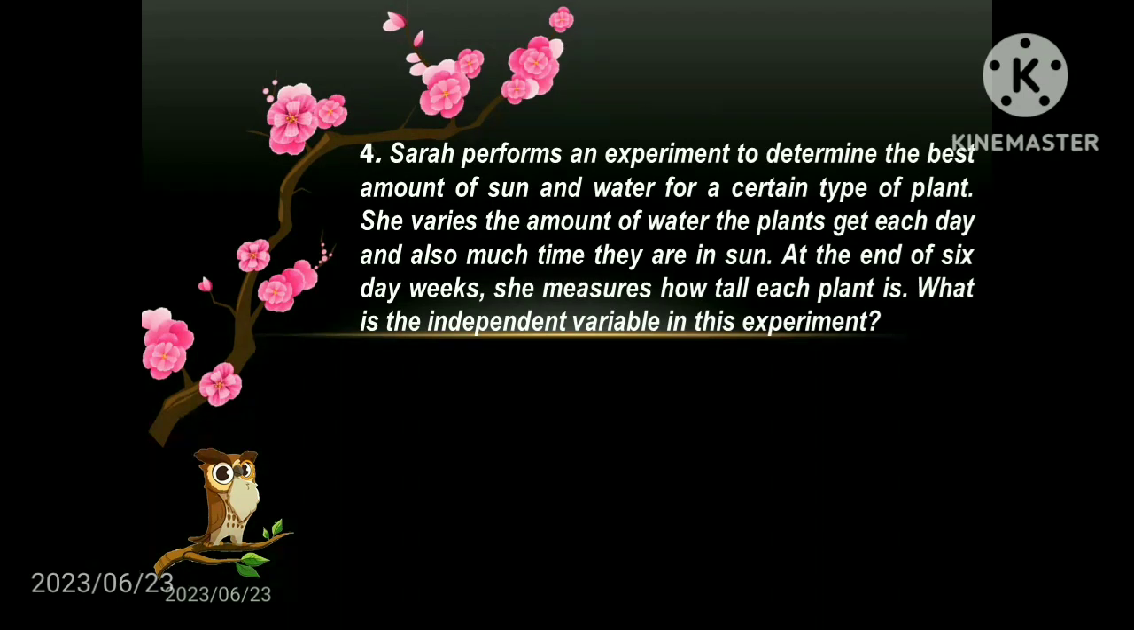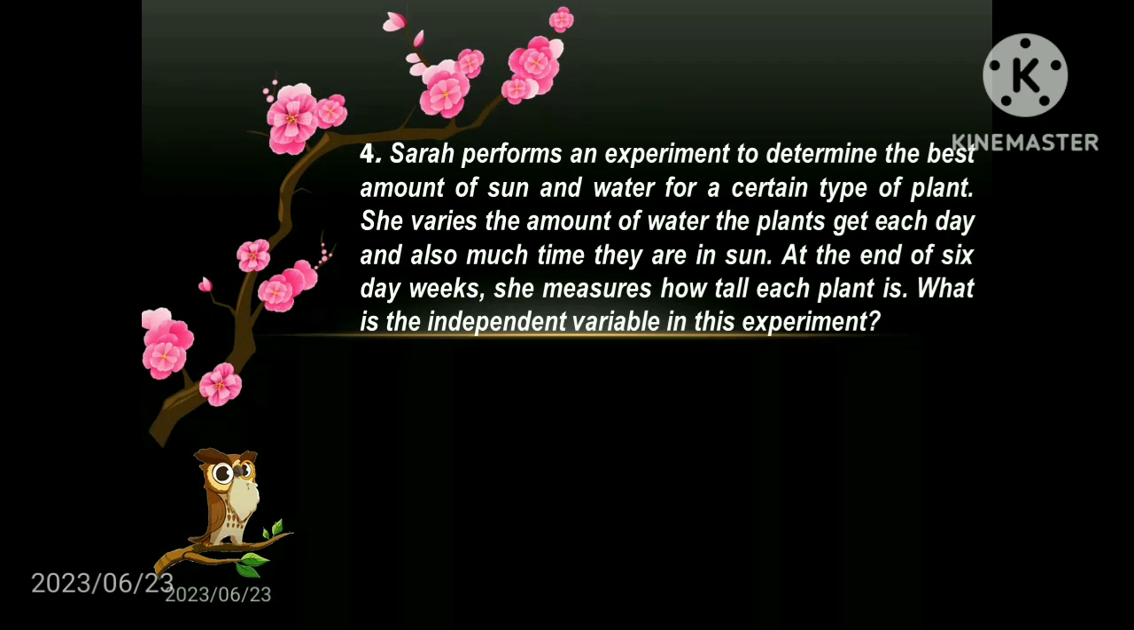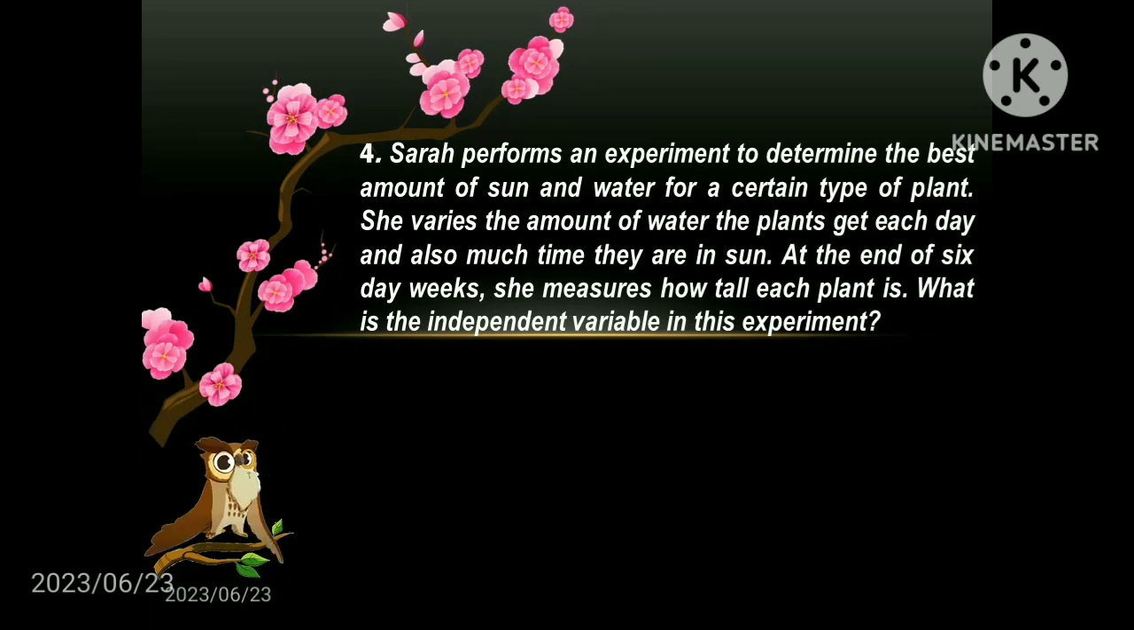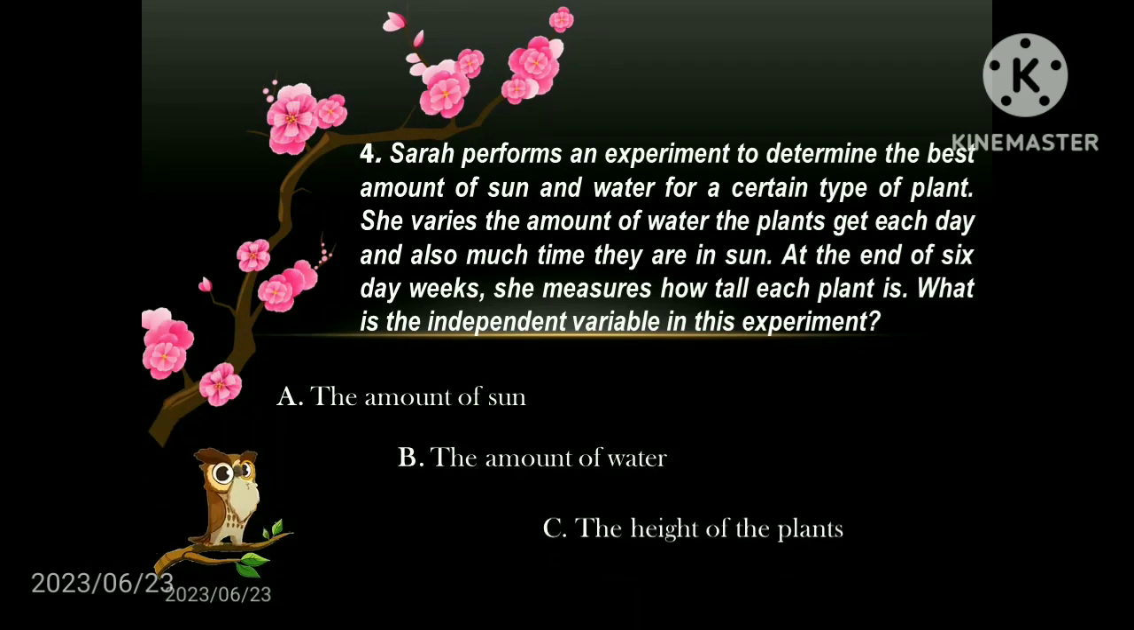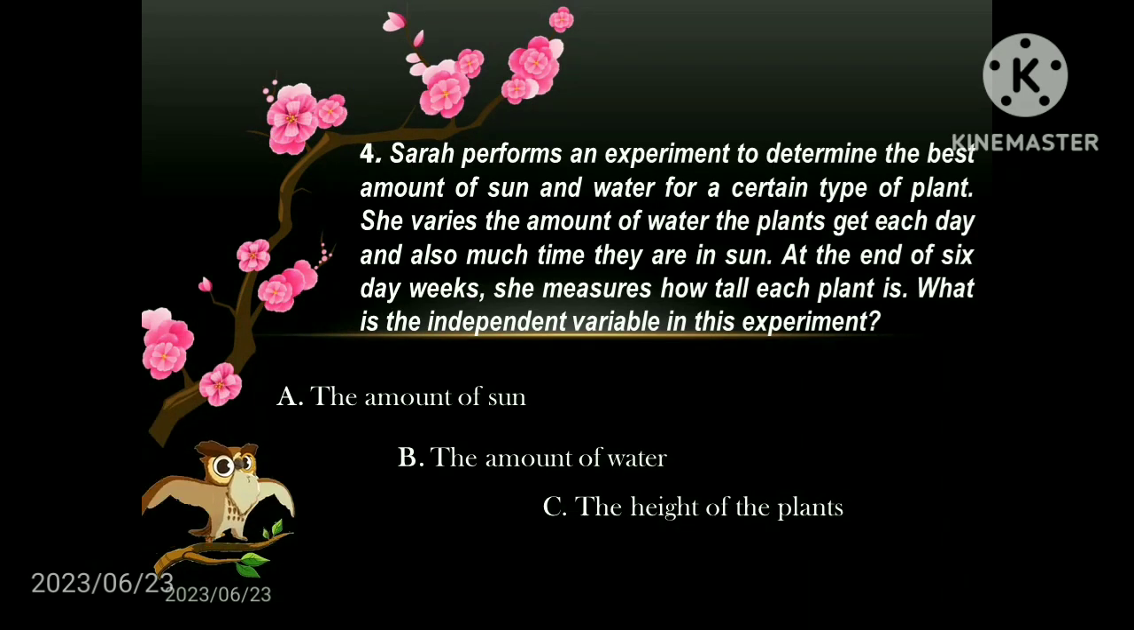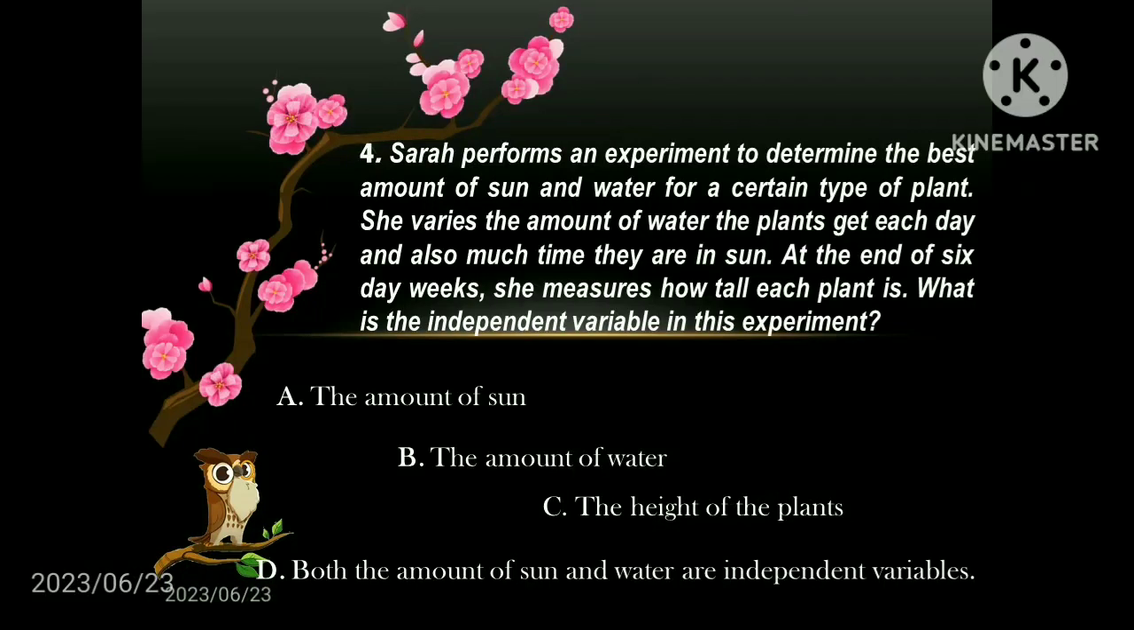that is our number 4. Sarah performs an experiment to determine the best amount of sun and water for a certain type of plant. She varies the amount of water the plants get each day and also how much time they are in sun. At the end of 6 days, she measures how tall each plant is. What is the independent variable in this experiment? Letter A, the amount of sun. Letter B, the amount of water. Letter C, the height of the plants. And letter D, both the amount of sun and water are independent variables. So what will be your answer?